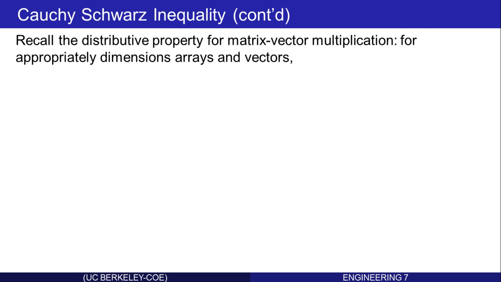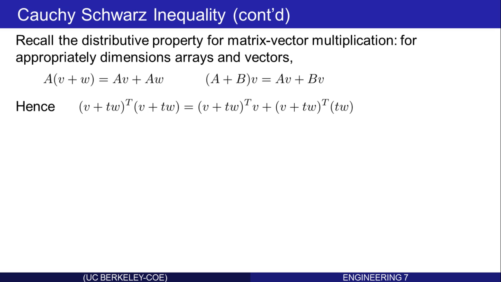Let's remember the distributive property for matrix vector multiplication. If we had appropriately dimensioned arrays and vectors, we can distribute matrix vector multiplication across addition of vectors, and we can also distribute matrix vector multiplication across addition of the matrices. That means that we can do some simplification on the expression v plus tw transpose times v plus tw. First, let's distribute across the second argument. So there, the array v plus tw transpose times v plus the array v plus tw transpose times tw.